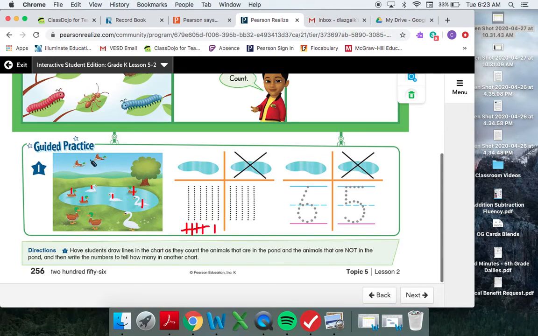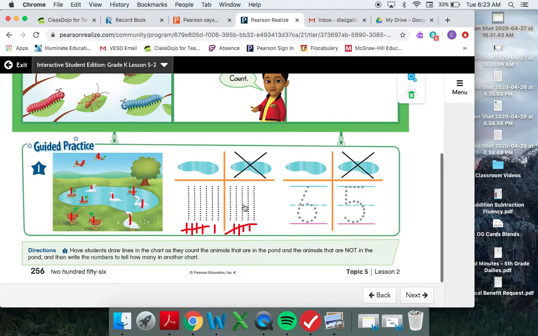Okay, and then here we're going to do the animals not in the water. 1, 2, 3, 4, 5. So down here we're going to draw it the right way. 1, 2, 3, 4, and then we're going to slash 5.